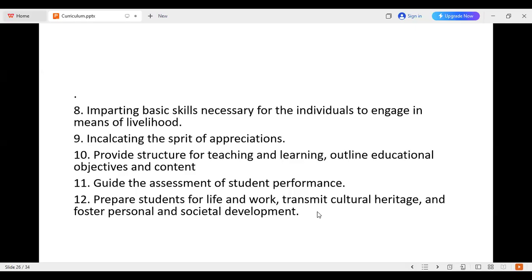Continuous assessment, school-based assessment, class-based assessment, assignment method. The curriculum should consider that the assessment of student performance also should be modified.